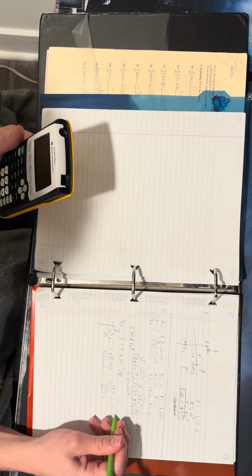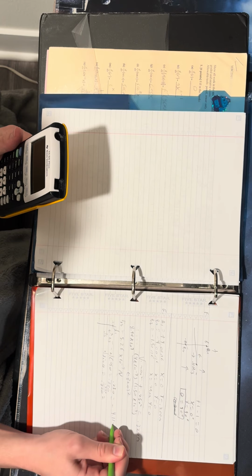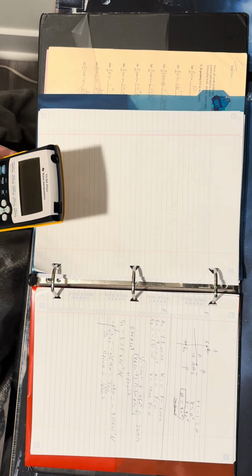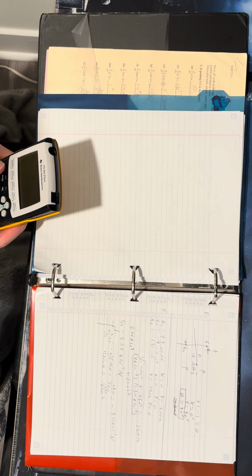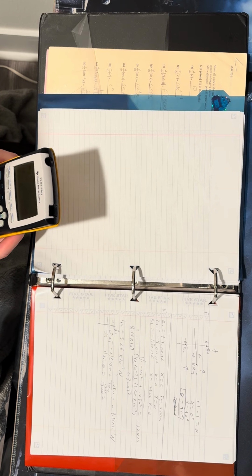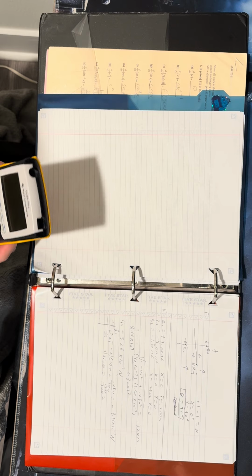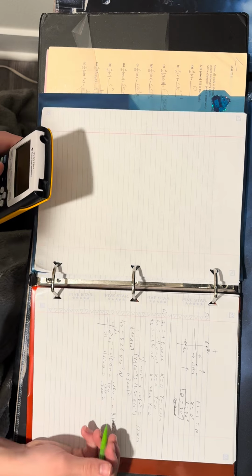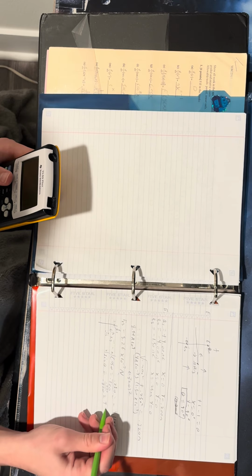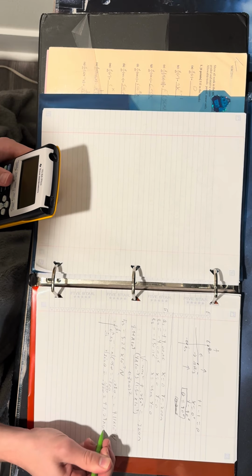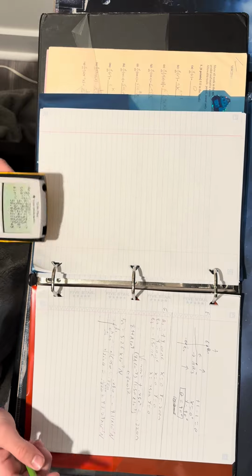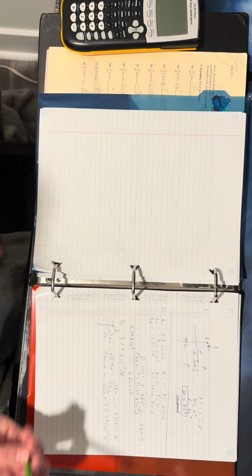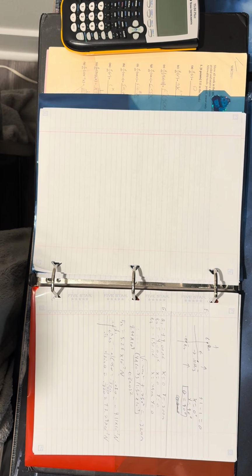Gives us 4.11 times 10 to the negative 7 newtons. And it's going to be plus 29 times 10 to the negative 7 newtons. Okay. Now we just got to do all this again for 2 to 3.